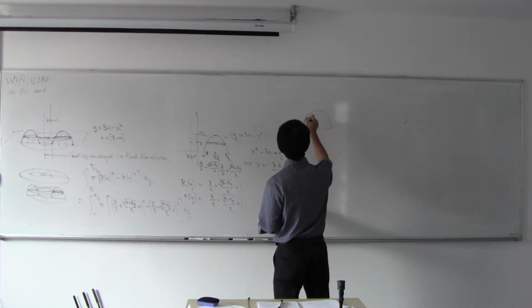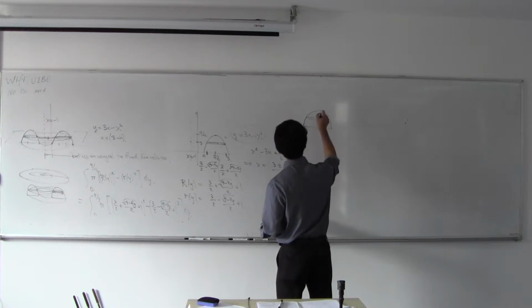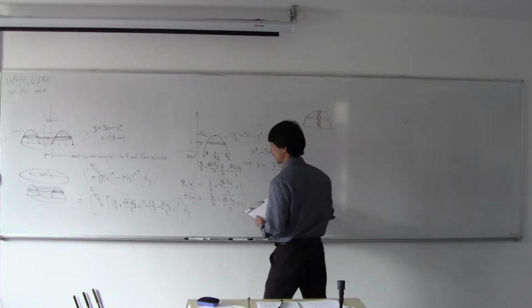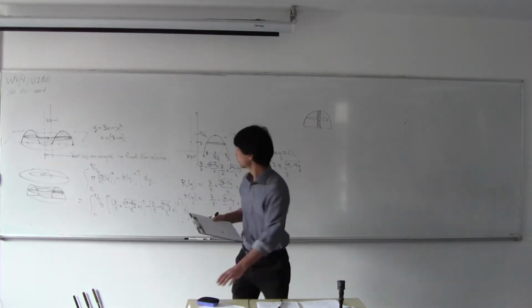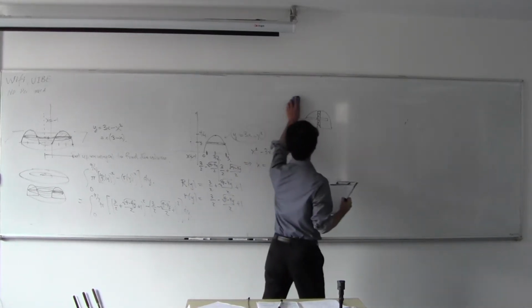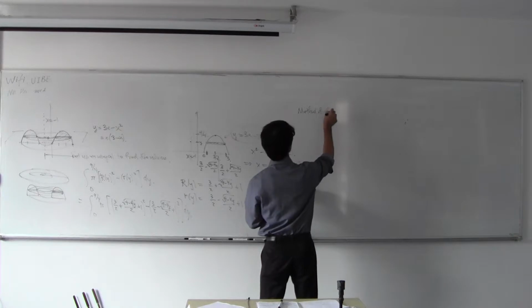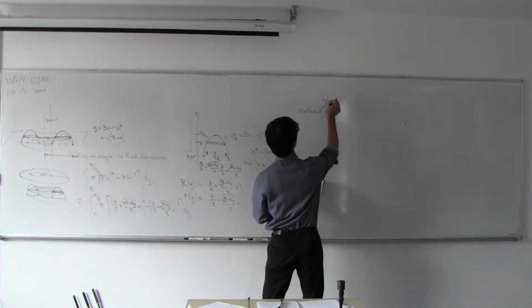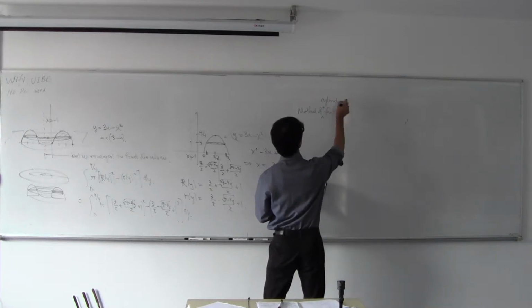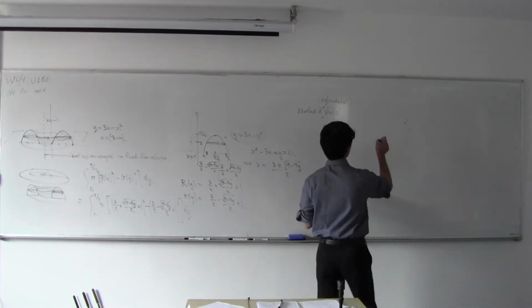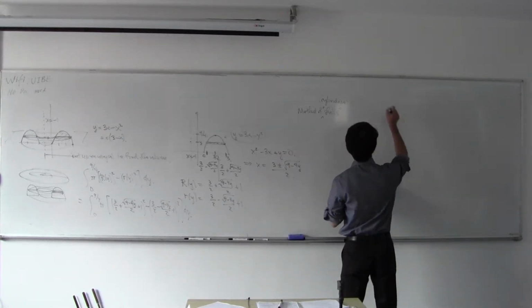Okay. There's a different way to do it, which is instead of cutting like this, we're going to cut like this. We'll cut vertically. And this is called the method of shells. And when they say shells, they really mean cylindrical shells.